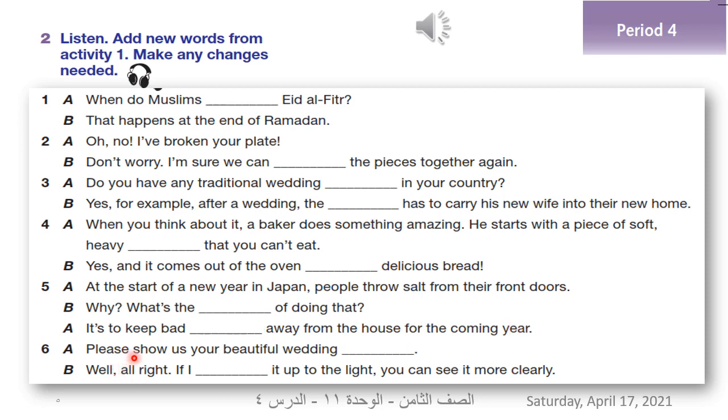6. Please show us your beautiful wedding ring. Well, all right. If I hold it up to the light, you can see it more clearly.